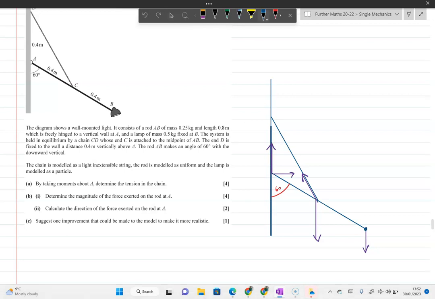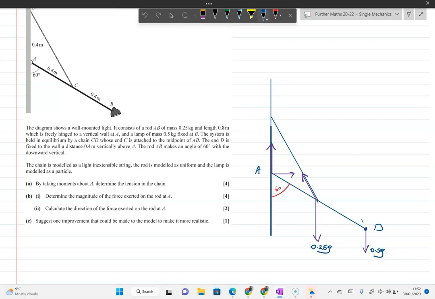For example, that the light, this lamp at the end, is modelled as a particle, and that has got mass 0.5, so it's got weight of 0.5 g. It's also talked about the thing it's being mounted on, which has been modelled as a light rod, a uniform rod, and that has got mass 0.25 kg, so of weight 0.25 times g.